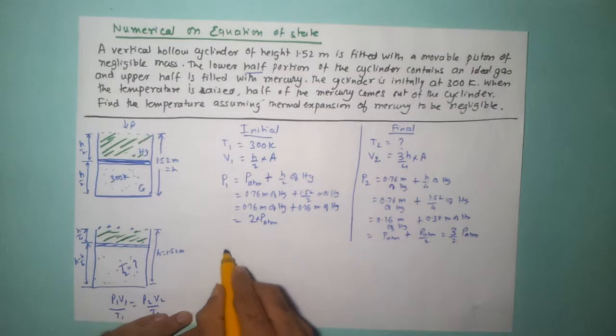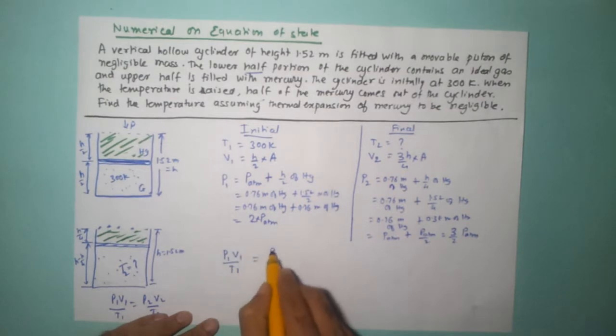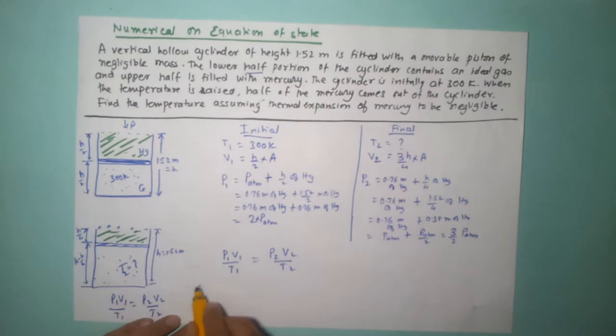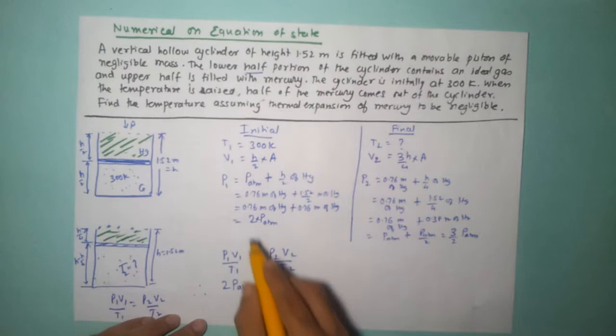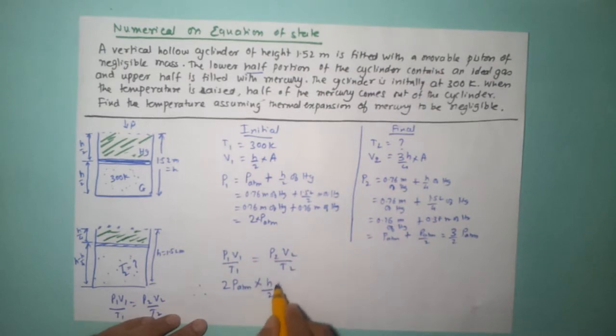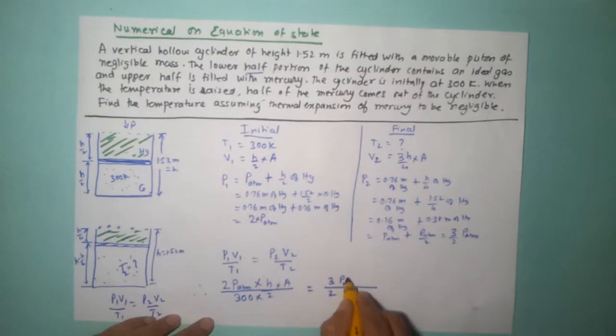So P1 V1 upon T1 is equal to P2 V2 upon T2. Therefore P1 is 2 into P atmosphere, V1 is H by 2 into A, T1 is 300, is equal to P2, which is 3 by 2 into P atmosphere, V2 is 3 upon 4 H into A, divided by T2, which we want to find out.